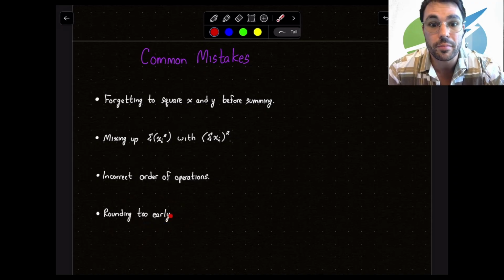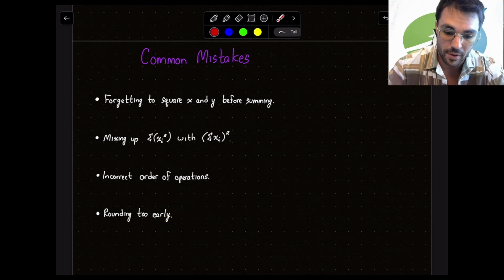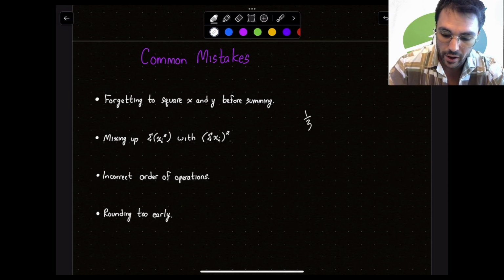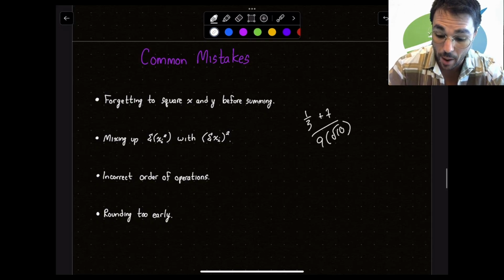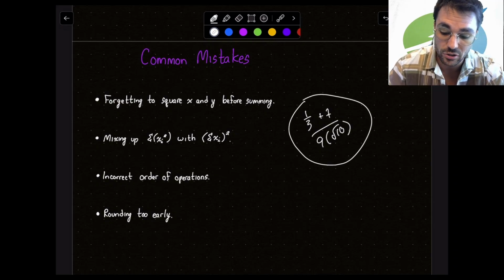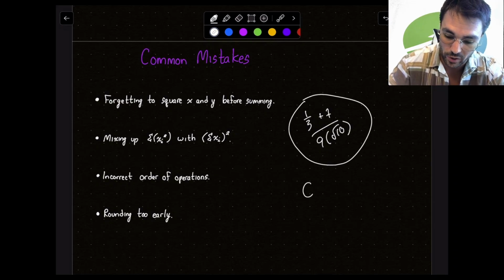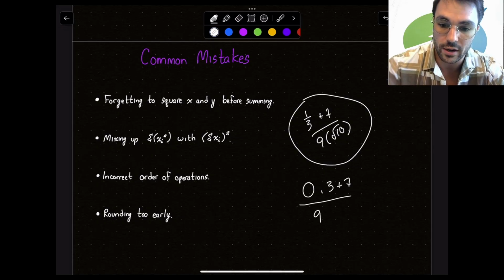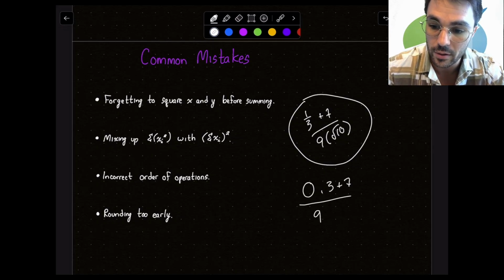And rounding too early. My rule of thumb is I do not round until the very last step. If I'm working with, say, somewhere in my calculation I have 1/3 plus 7 divided by 9 times the square root of 10, whatever, I'm going to keep this as 1/3 until I get to the very end. Honestly, I'd plug this whole thing into a calculator as opposed to writing 0.3 plus 7 over 9 times root 10. I just tried to pick something ugly off the top of my head.